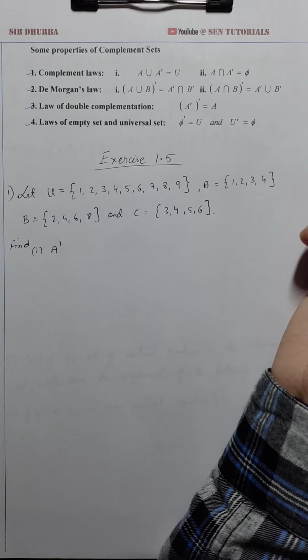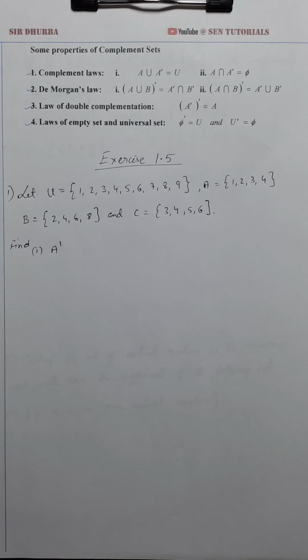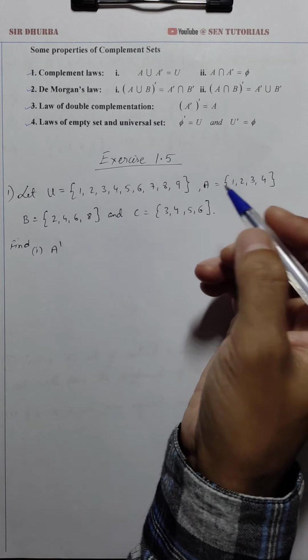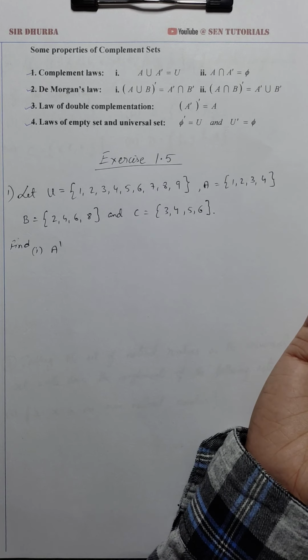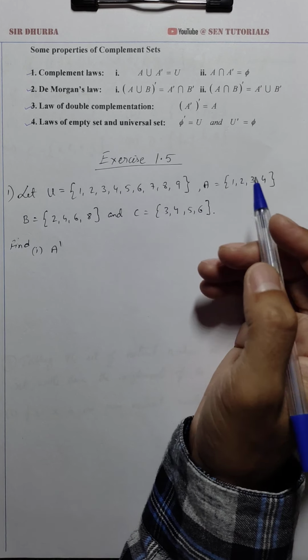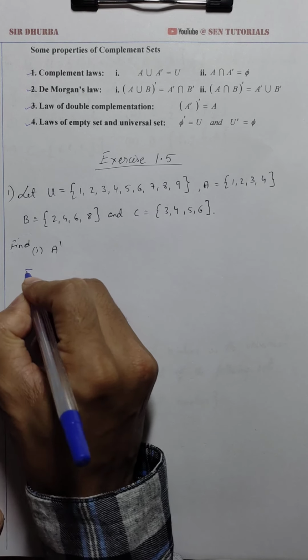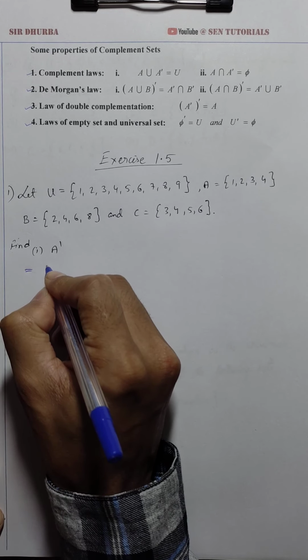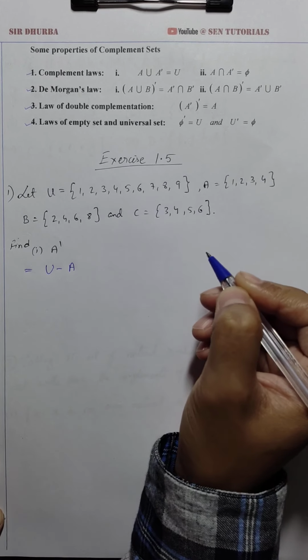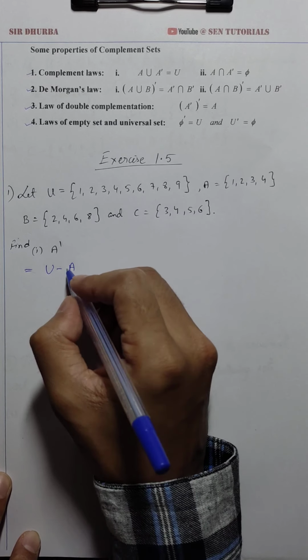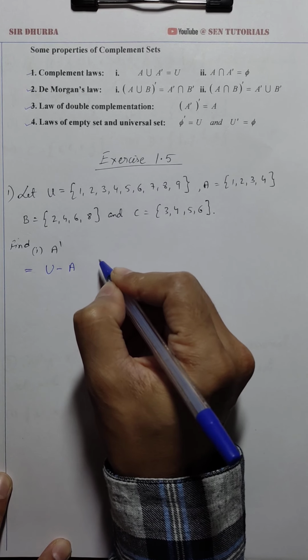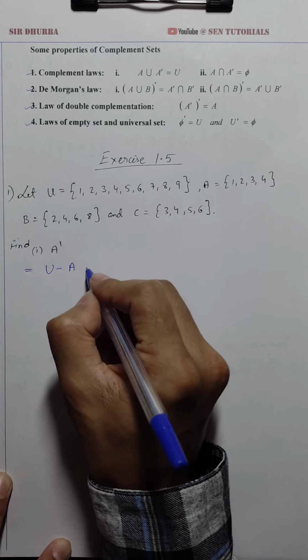As the question says, let U, that's the universal set, the mother set, be 1 2 3 4 5 6 7 8 9, with set A, set B, set C. First job is to find the complement of set A. So what is going to be the complement of set A? It would be all the elements which are not in set A, that is the universal set minus the elements present in set A.